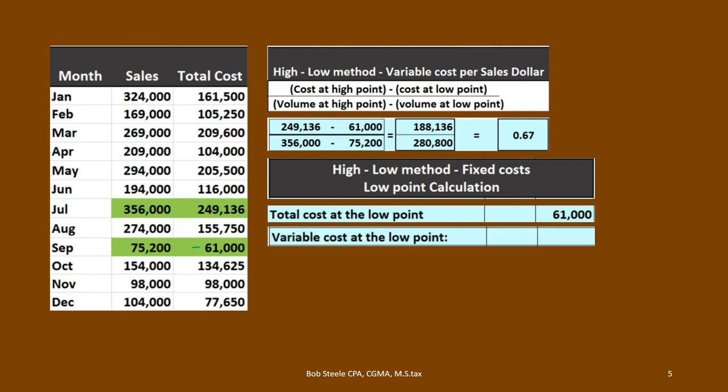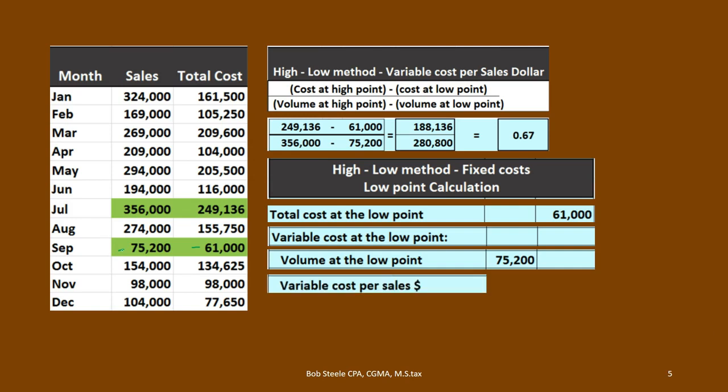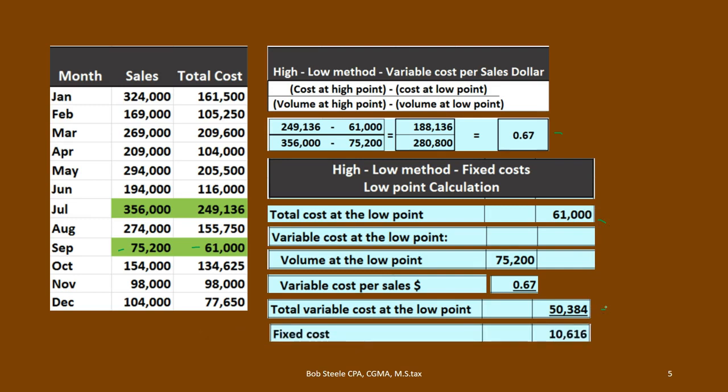We're going to take the variable cost at the low point calculation. So we're going to take the volume at the low point. That's the sales dollars in this case, the 75,200. We're going to multiply that times the variable cost per sales dollar, the 0.67. And if we multiply that out, we get the total variable cost at the low point, 50,384. And if this is the total cost, if that's the variable portion, then we subtract those out to get the fixed portion being the 10,616.